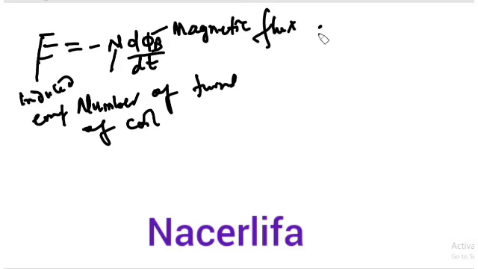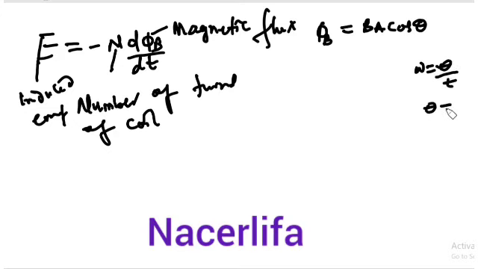So this phi, the magnetic flux for a uniform field, is given as BA cos theta. And this theta can be gotten from the angular frequency, which is defined as angle turned through divided by the time elapsed, so that theta will be omega t. So if we replace theta with this, we have BA cos omega t.